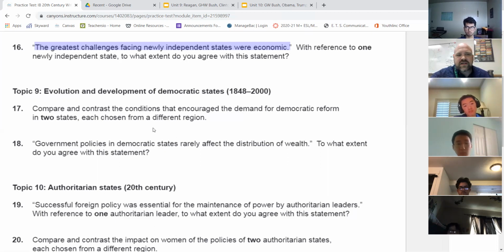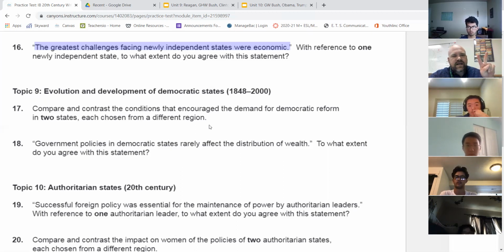Tiffany says, compare and contrast the conditions that encourage democratic reform in two states. All right. Give me your two states, and what are you going to do? All right. So Raul, give me your two states that you want to do. Let's do Ireland and America. Ireland and the United States. Okay. And what encouraged the demand for democratic reform? How are you going to compare them?